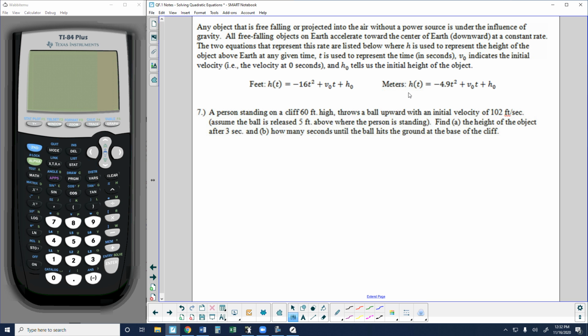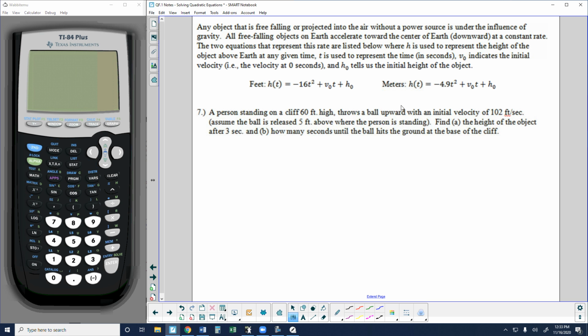Problem 7 says, a person standing on a cliff 60 feet high throws a ball upward with an initial velocity of 102 feet per second. Assume the ball is released 5 feet above where the person is standing. Find the height of the object after 3 seconds and how many seconds until the ball hits the ground at the base of the cliff. So what we need to do here is take this information, choose an equation, substitute into the equation, and solve.